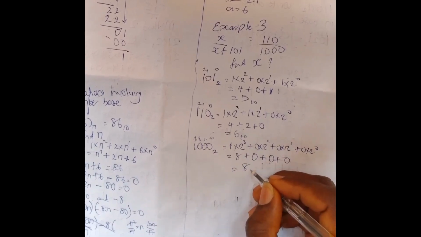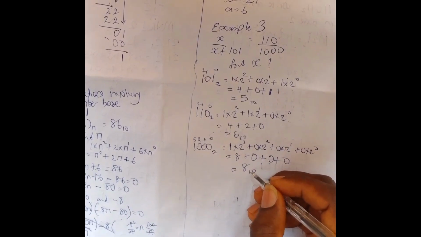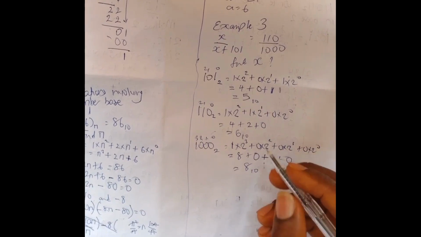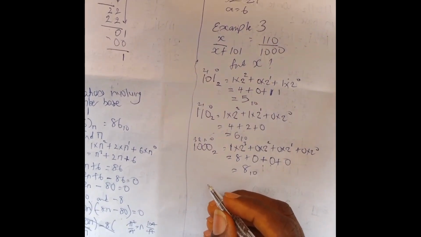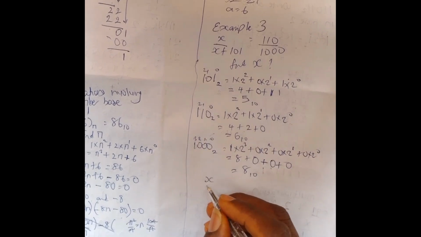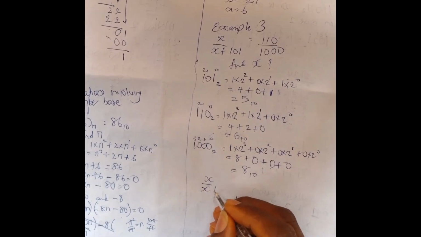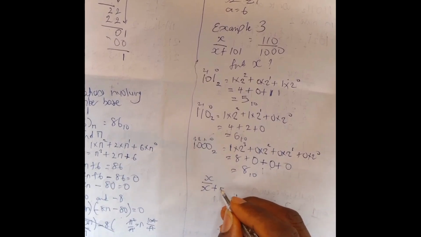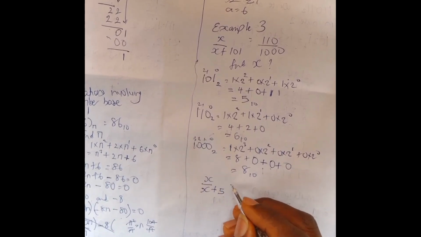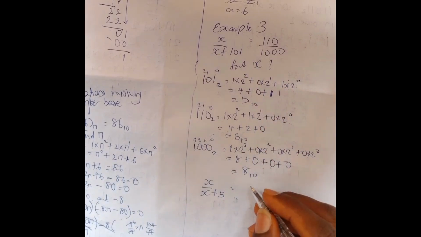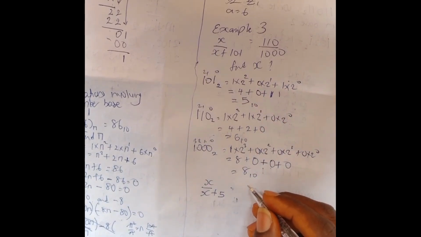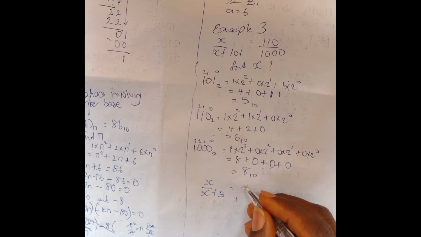And let's put back our answers in the question here. So we have x over x plus 5, because our 101 is now no longer 101, it's now 5 base 10, equals 110 is now 6 and 1000 is now 8.